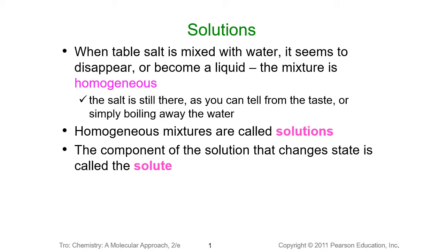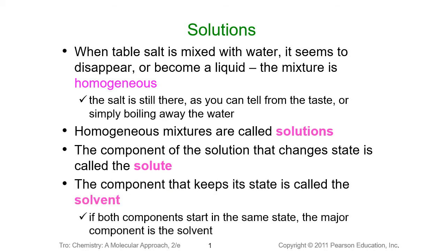The first component is the state that changes. This substance that changes state is called the solute, usually present in a smaller amount. And the component that keeps its state is called the solvent. So typically, particularly in this chapter, it is going to be water. If both components start in the same state, then the major one, or the one that's present in the larger quantity, is the solvent.